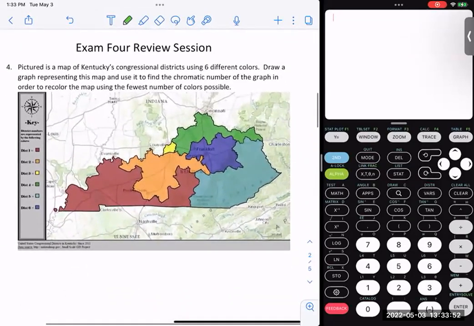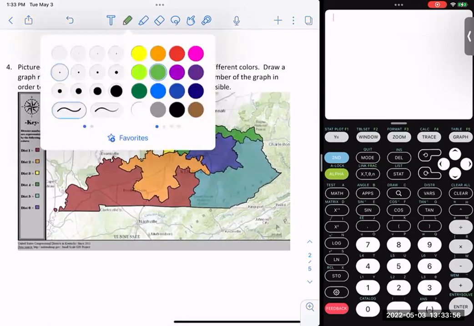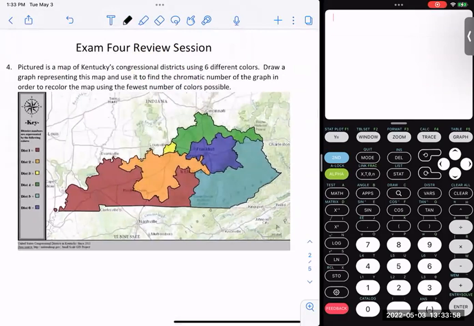All right, so what we're going to look at next is a coloring problem with maps. This one in particular is a map of Kentucky's congressional districts. This is 6 districts in Kentucky. They've got them labeled over here on the left-hand side to let you know which color is which district. So they're using 6 different colors. And I think that makes sense here just because they're trying to let you know which one is which.